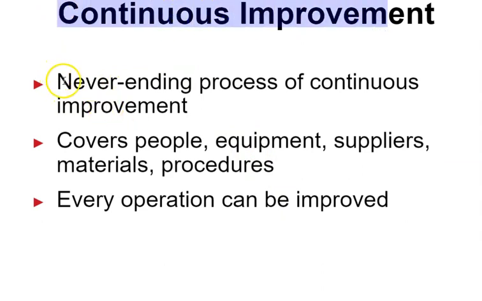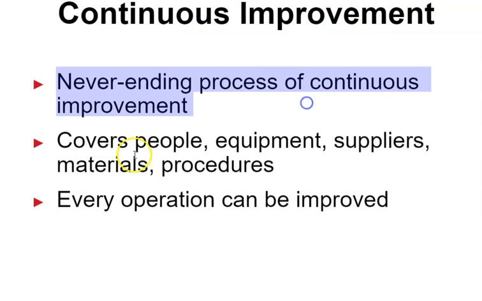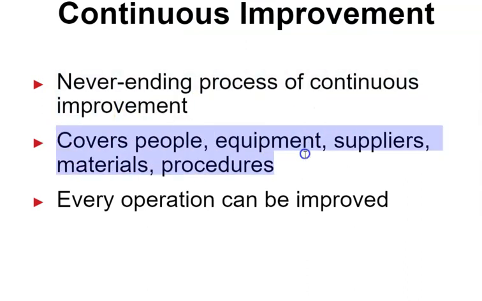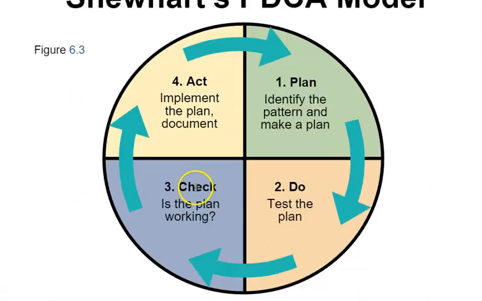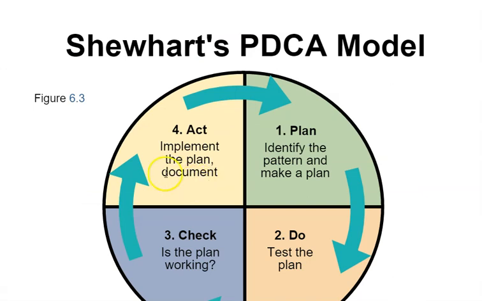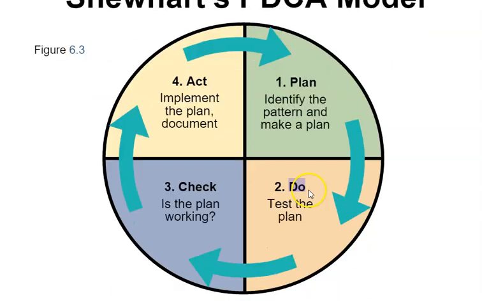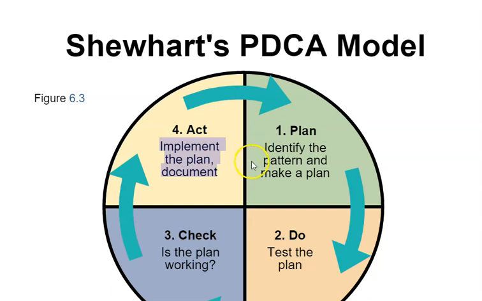Continuous improvement, a never-ending process of continuous improvement, covers people, equipment, suppliers, material, procedures. Every operation can be improved. PDCA model from Schwartz. So P for plan, do it, test the plan, check it, is this plan working? And then act, implement the plan, document. And this can actually help you to have continuous improvement.